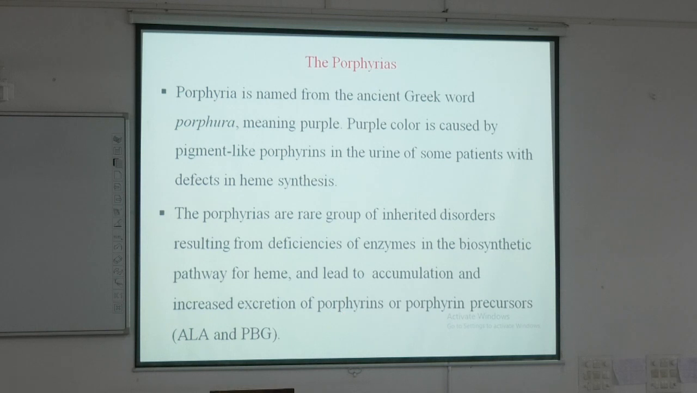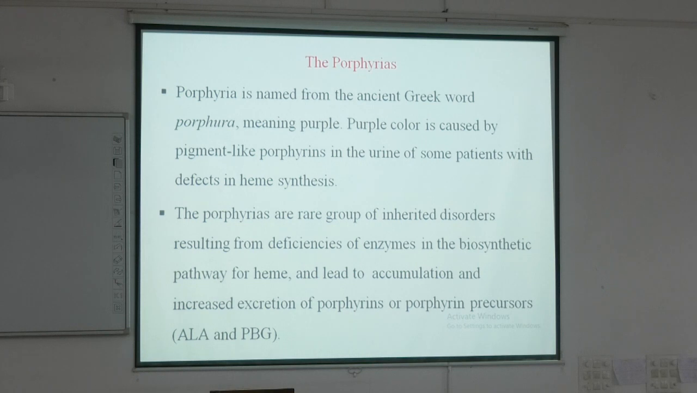So students, which test do we do in the laboratory to identify porphyria? We check the urine. If ALA, alpha-aminolevulinic acid, and porphobilinogen are excreted in the urine, then we say that the person has porphyria.